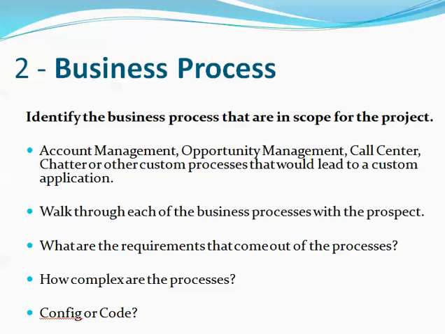Number 2 is business process, identifying the business processes that are in scope for the project. This may include things like account management, opportunity management, call center chat, or other custom processes that would lead to a custom application. And a great way to understand the full scope is to walk through each of these business processes with a prospect. And I always recommend going into the room with a client with 2 people, one to take notes in Google Docs, the other to have a whiteboard and whiteboard out these processes so you have a visual aspect to this whole description.